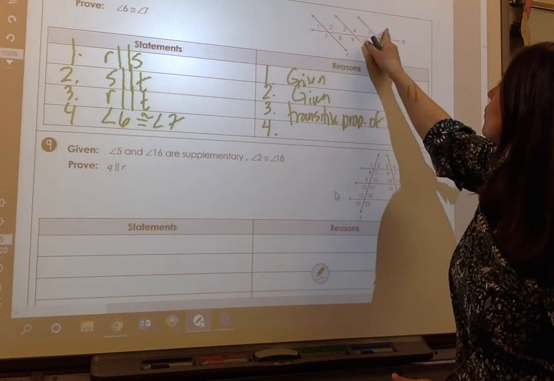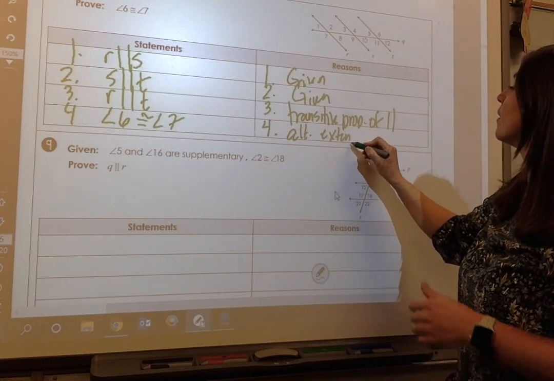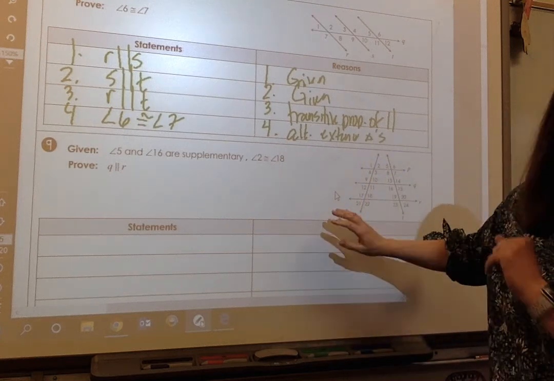Why is angle 6 congruent to angle 7? Because of alternating exterior angles. All right, that should be an easy one.